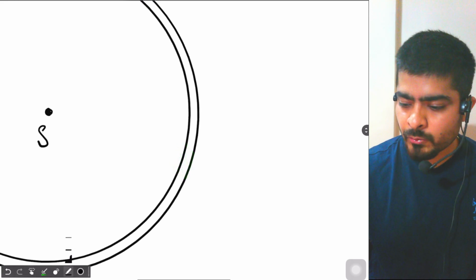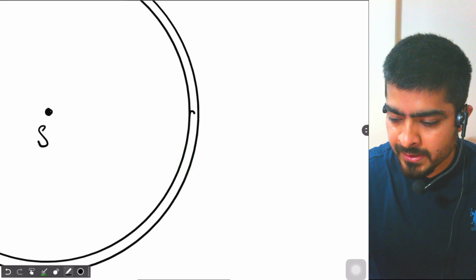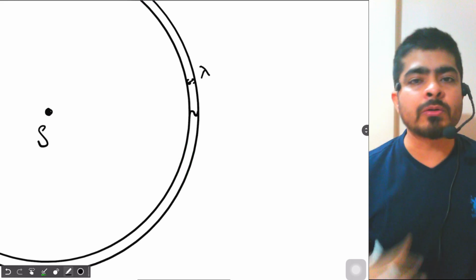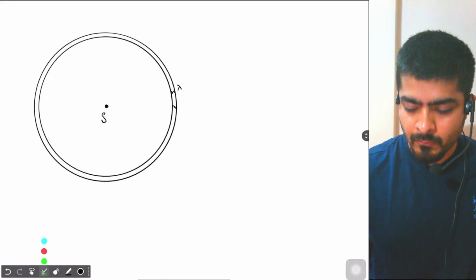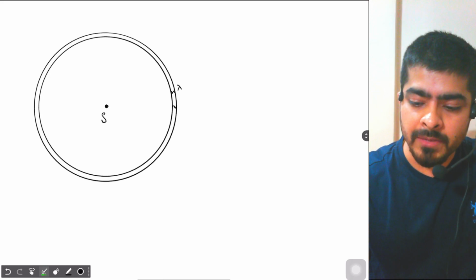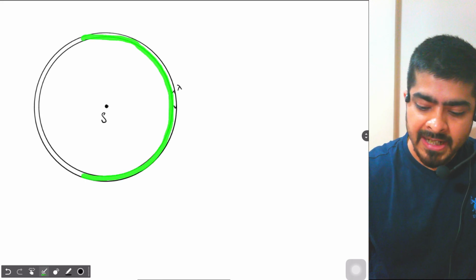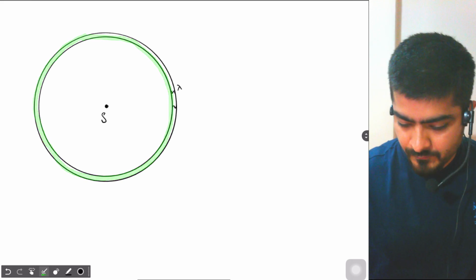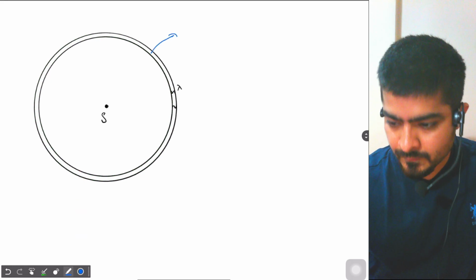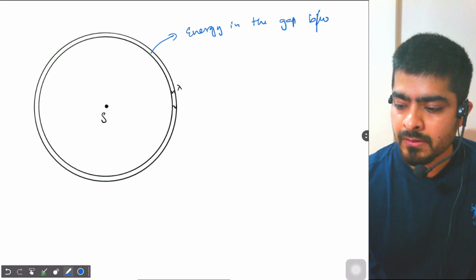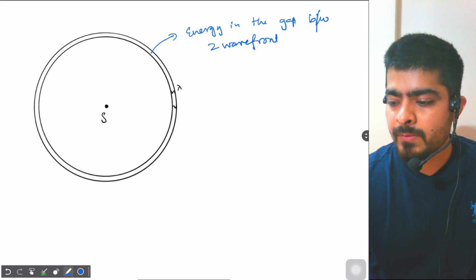What is the distance between the two wavefronts? The distance between the two wavefronts will be equal to the wavelength, that will be lambda. The distance between two wavefronts will be equal to lambda, right? I am observing these two wavefronts. Now if I ask you what is the energy stored between the two wavefronts, what is the energy stored in this spherical shell that is spreading outwards? So I'll write that down. Energy in the gap between two wavefronts will be how much?